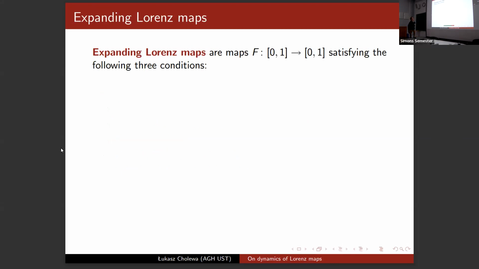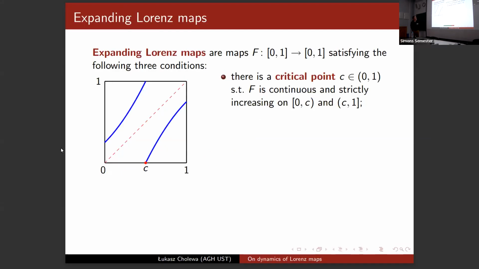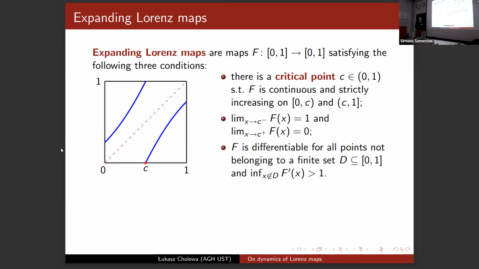Okay, so the main object in our considerations are expanding Lorenz maps, that is interval maps satisfying the following three conditions. At first, there is a critical point C such that the map is continuous and strictly increasing on both intervals (0, C) and (C, 1). There are left-sided and right-sided limits at point C equal to 1 and 0 respectively. And the last condition is the reason why we call these maps expanding. It says that f is differentiable with slope greater than 1 everywhere except at most a finite set.